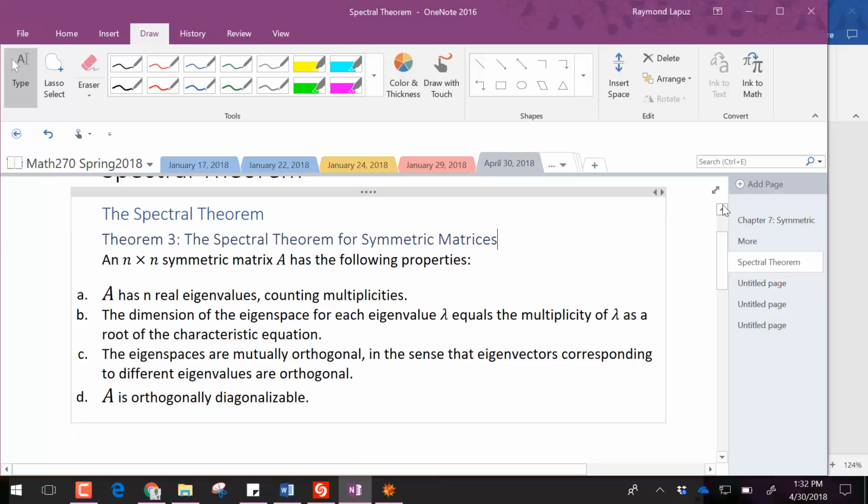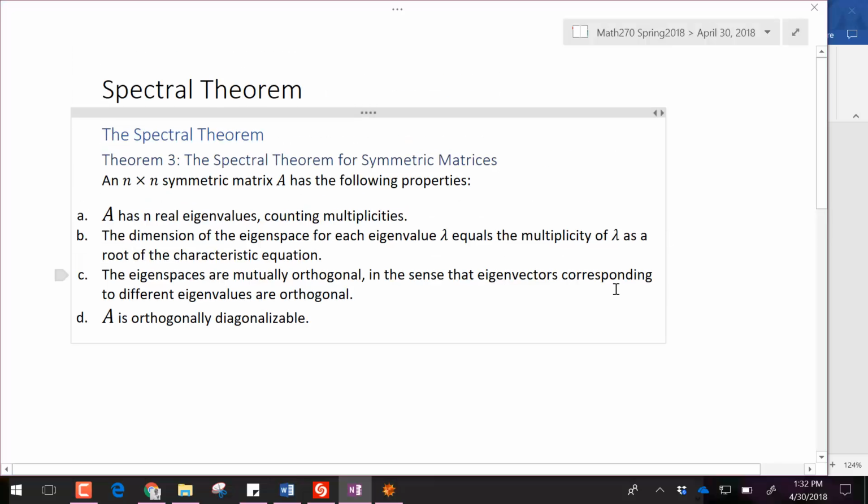All right, so let's take a look at this spectral theorem. Spectral theorem for symmetric matrices. If you have an n by n matrix that's symmetric, then you have the following properties. You have n real eigenvalues counting multiplicities, so you have a complete set. This thing is going to be a complete set of eigenvalues.